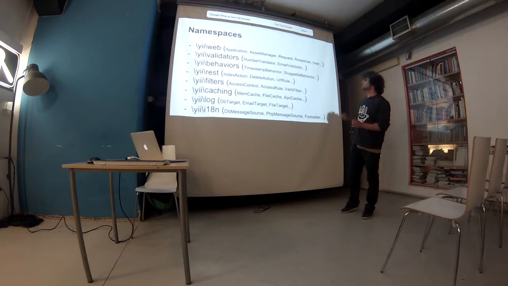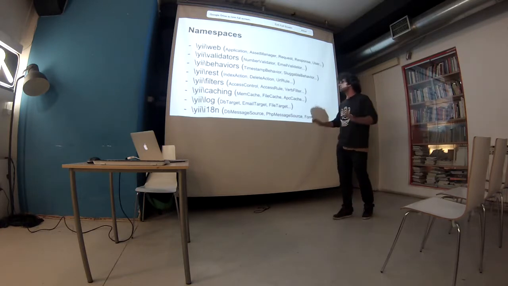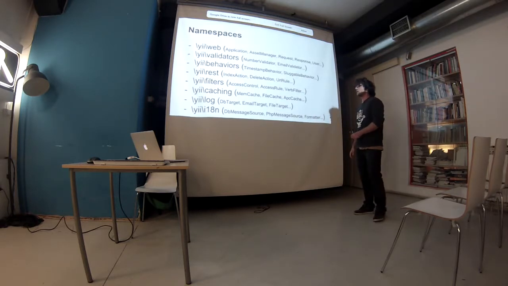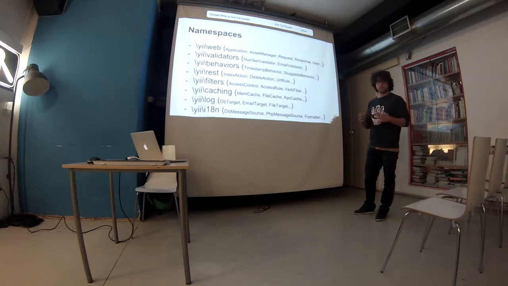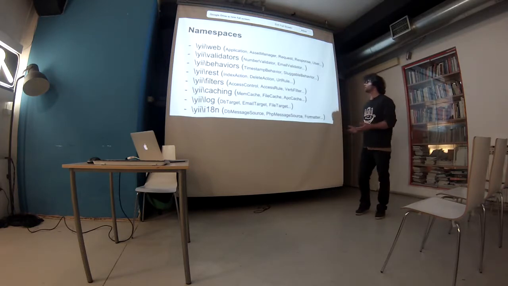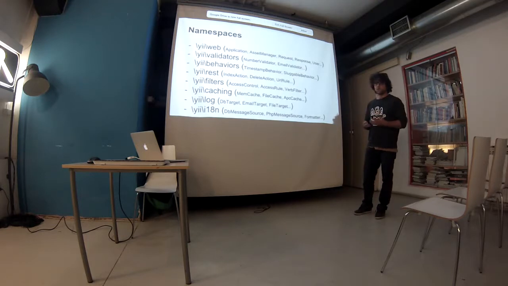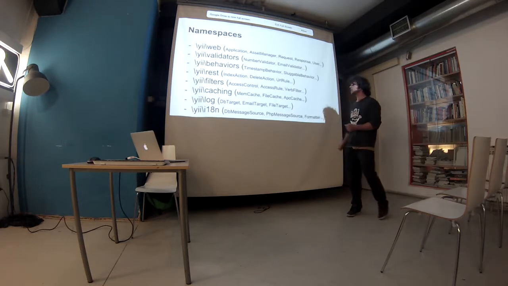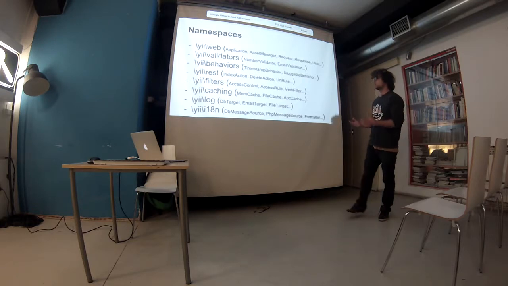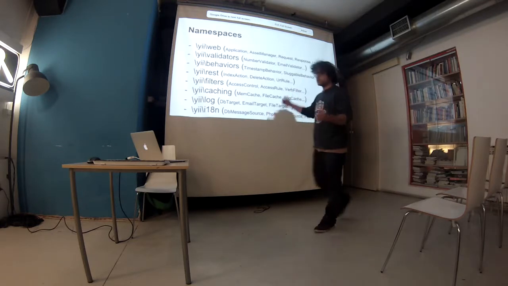For me, this is not a good practice, but they did it that way, so they must know why they did it. Validators holds all the core validators that come with Yii. Behaviors: since all of you know Yii, I don't have to explain what behaviors are. Yii now comes with 4 core ones, like timestamp, sluggable, blamable, and attribute, I think. REST is connected with all the RESTful API development. Filters is for access control, caching is for caching, log, and internationalization.